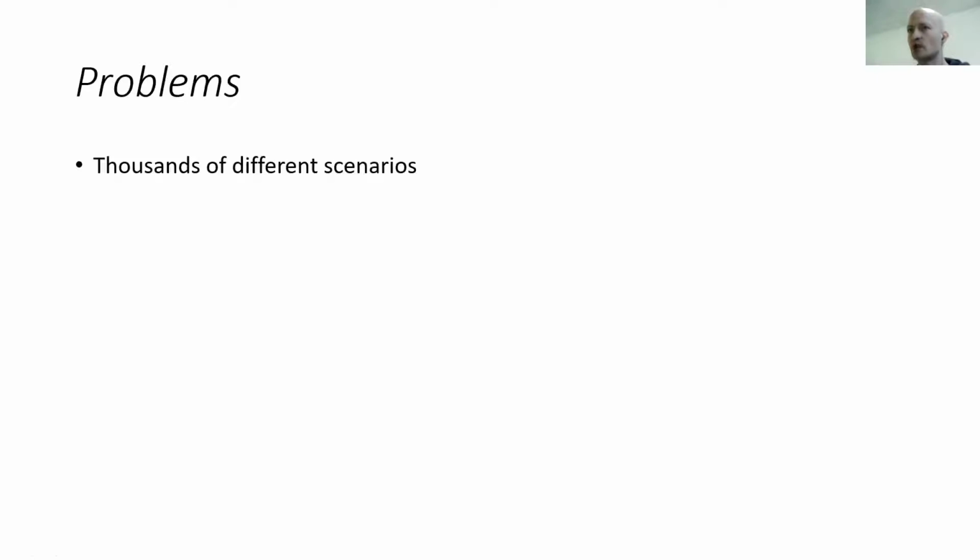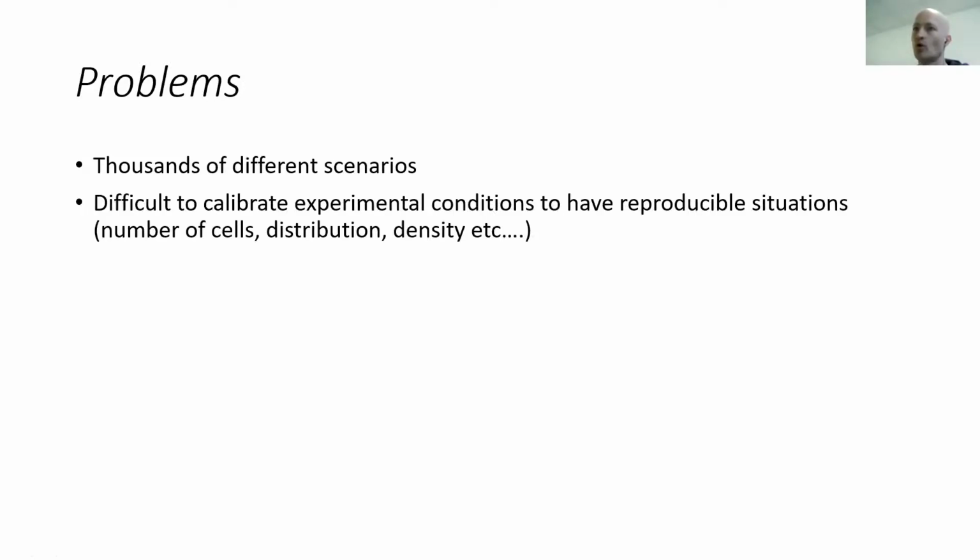Now, the problem is that we have thousands of different scenarios to test, and we have lots of genes that are involved. Also, you have technical difficulties in terms of calibrating the experiment to make sure you always have the same number of cells, the same distribution, the same density, and so on. If I was to try to target that solely by biological techniques, it would be completely stupid, because we would have so many things to test, it would be just crazy.